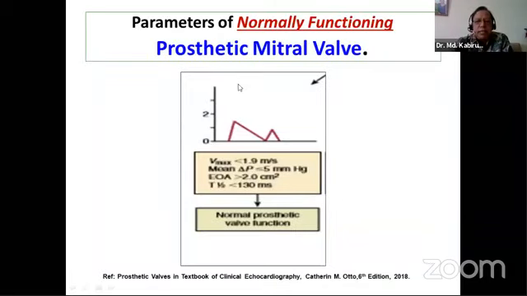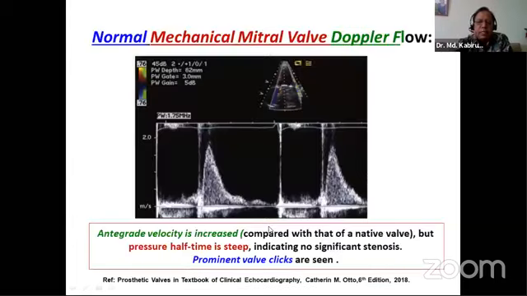These are the features of a normally functioning prosthetic mitral valve. This is an average figure, not a constant figure. The velocity should be less than 1.9, mean gradient less than 5, effective orifice area more than 2, and pressure half time less than 130. That makes a normally functioning prosthetic mitral valve. And this is a picture of a normally functioning prosthetic mitral valve. You can see the antegrade velocity is increased, but the pressure half time is steep, and you can see the prominent clicks.